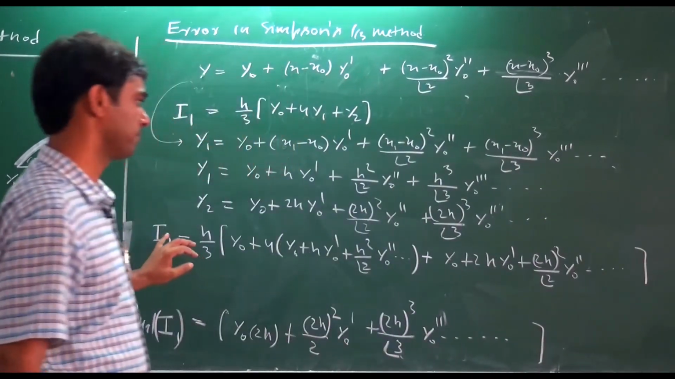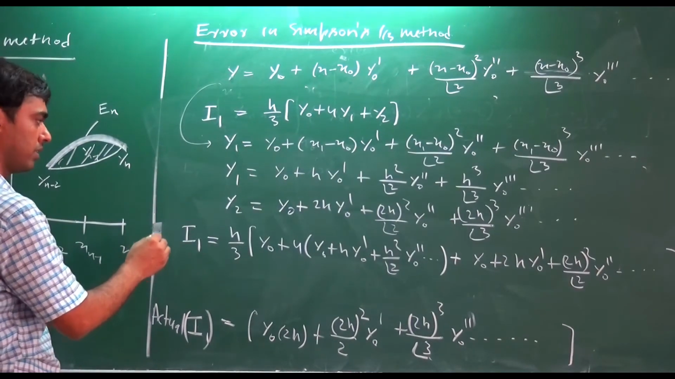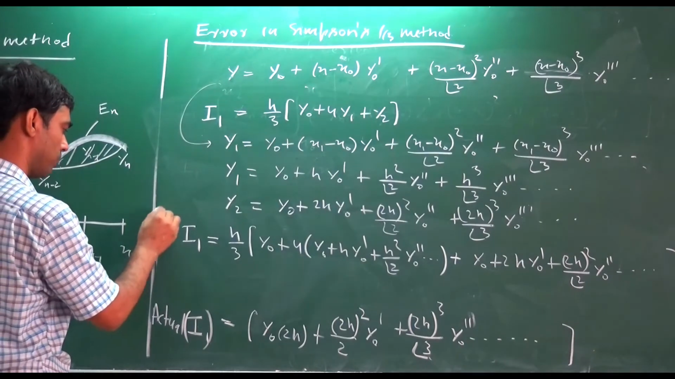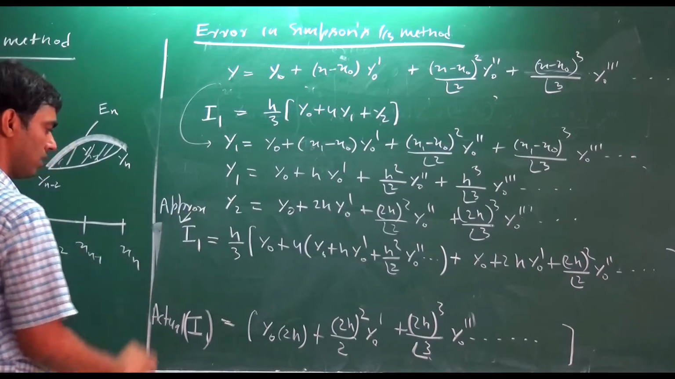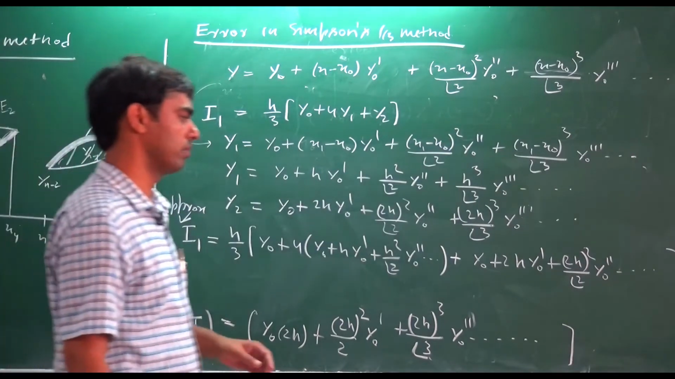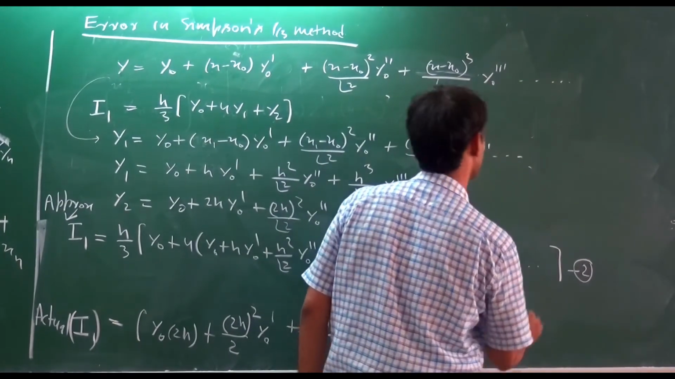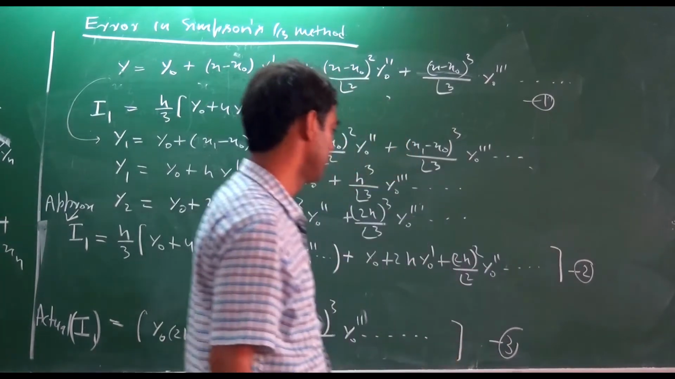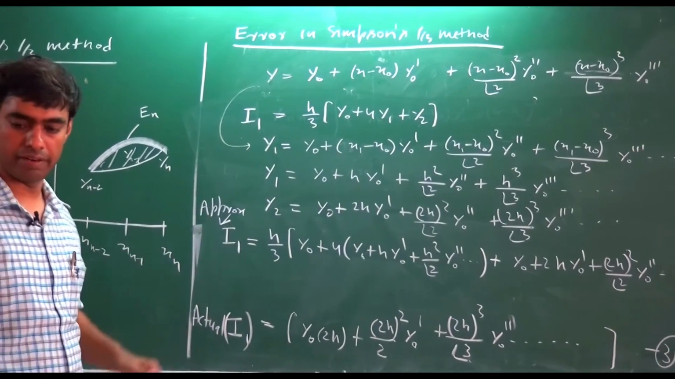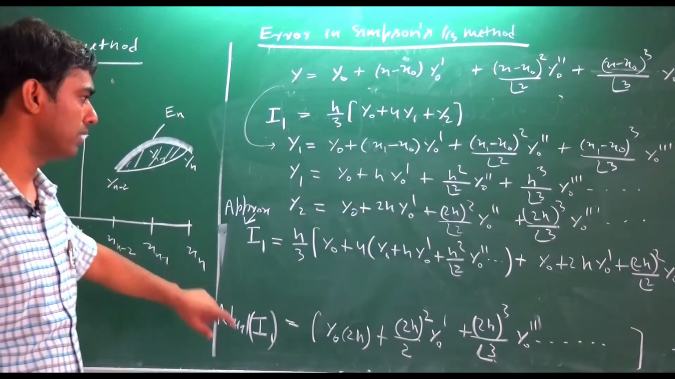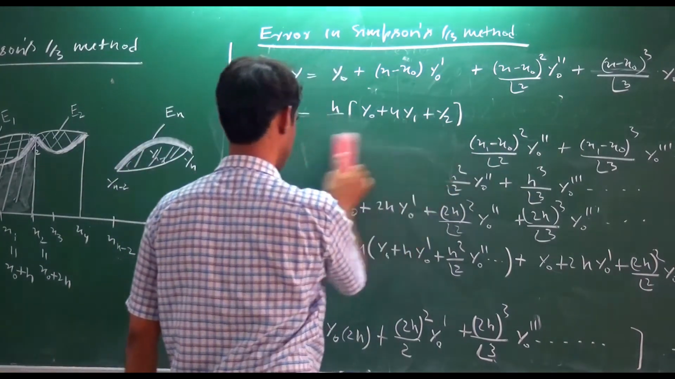So this one is an approximate value of I, and this one is the actual value. If we denote this one as equation number 2, this one as equation number 3, and the Taylor series as equation number 1, then the difference between actual and approximate is the error. So if we find the difference between equation number 3 and equation number 2, then we find the error.